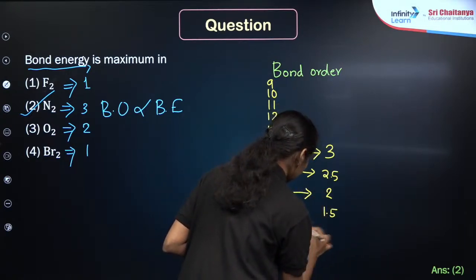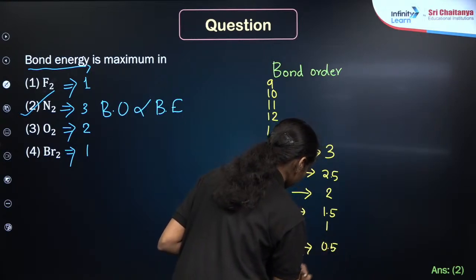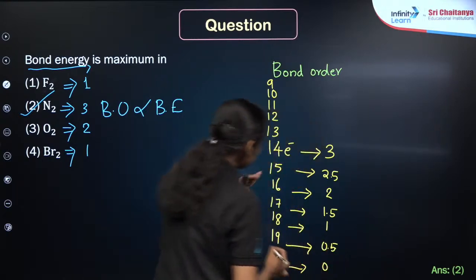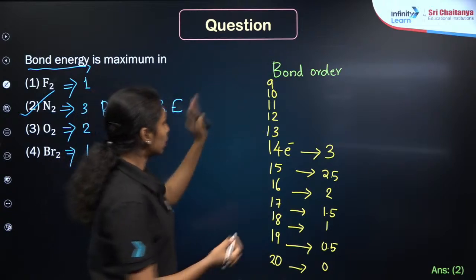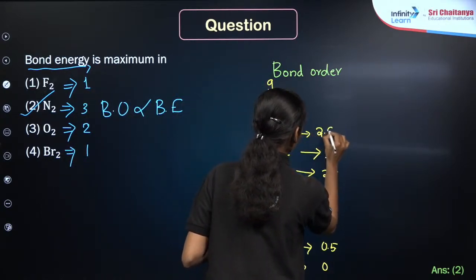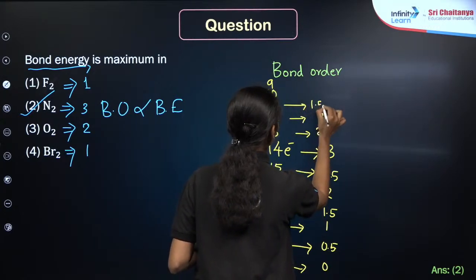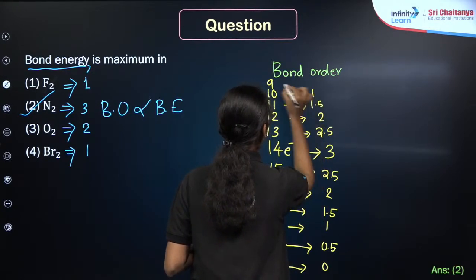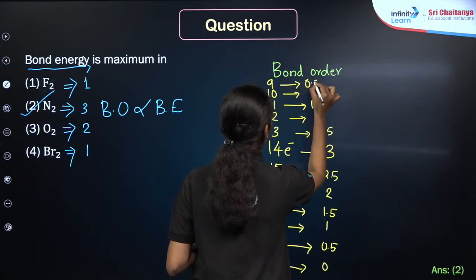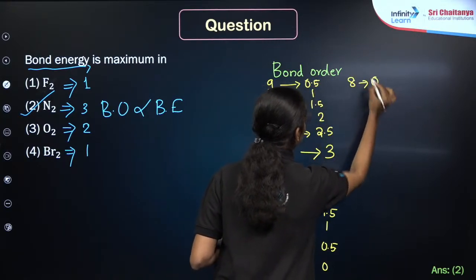Then it is 1, 0.5, 0. Similarly, for 13 electrons also, it will go like this: 2.5, 2, 1.5, 1, 0.5, and for the 8 electron system, it will be 0.